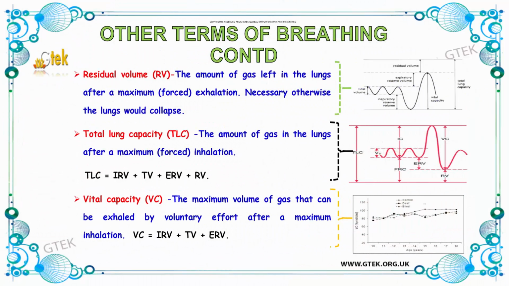Residual volume, RV, the amount of gas left in the lungs after a maximum exhalation, is necessary, otherwise the lung would collapse. Another one is total lung capacity, that is TLC, the amount of gas in the lungs after a maximum inhalation. So TLC is given by TLC equals IRV plus TV plus ERV plus RV. Here you can see the graph of TLC.